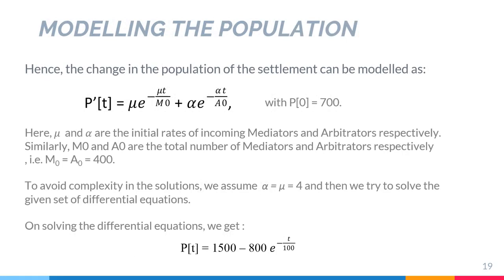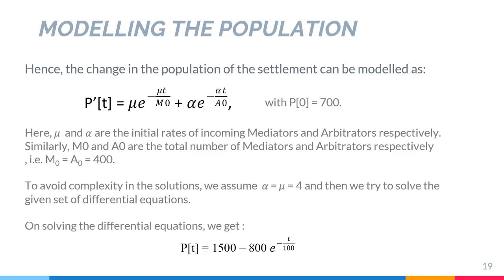Hence, the change in the population of the settlement can be modeled as p(t) equal to mu e to the power minus mu t by m naught plus alpha e to the power minus alpha t by a naught, with the initial population equal to 700. Here mu and alpha are the initial rates of incoming mediators and arbitrators respectively. Similarly, m naught and a naught are the total mediators and the arbitrators respectively, that is m naught equal to a naught equal to 400. To avoid complexity in the solutions, we assume alpha equal to mu equal to 4 and then we try to solve the given set of differential equations.